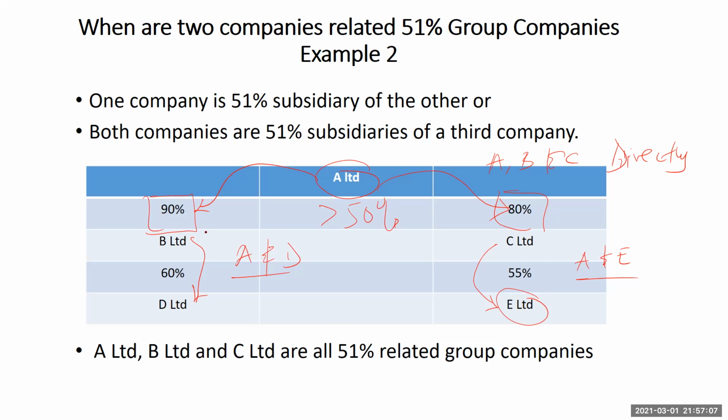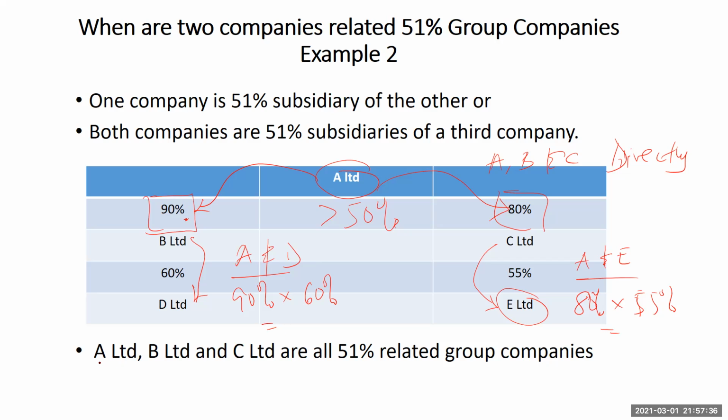So to get it, the effective indirect rate of control is 90%, which we find here, against 60%. That will give us the effective rate. Similarly, for A and E, it is the 80% against 55%, which gives us the effective rate of control, okay?